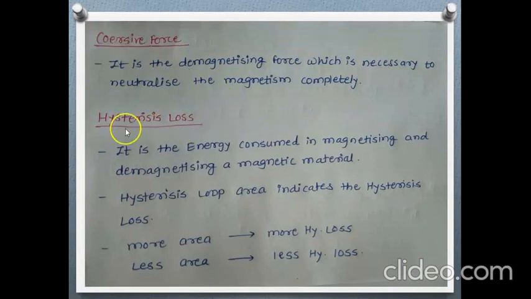Then what is hysteresis loss? It is the energy consumed in magnetizing and demagnetizing a magnetic material, because the hysteresis loop is plotted for one complete cycle of magnetization and demagnetization. So the energy consumed in magnetizing and demagnetizing a magnetic material is known as hysteresis loss, and the hysteresis loop area indicates it. That means more area indicates more hysteresis loss, and less area indicates less hysteresis loss. Okay.